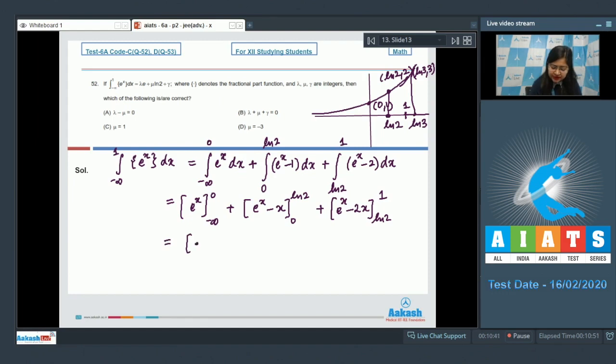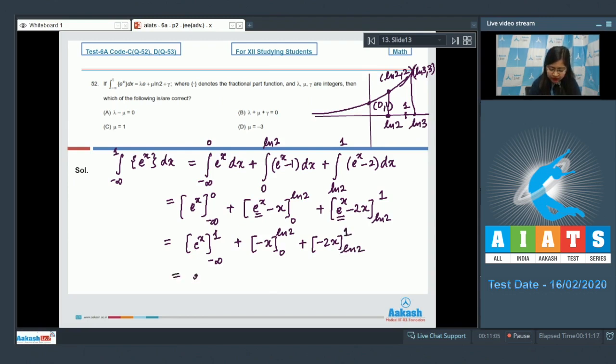Now it can be seen that e raised to the power x is going from minus infinity to 0, 0 to ln 2, then ln 2 to 1. So we can write it directly as minus infinity to 1, plus minus x from 0 to ln 2, plus minus 2x from ln 2 to 1. This is to minimize the calculation.